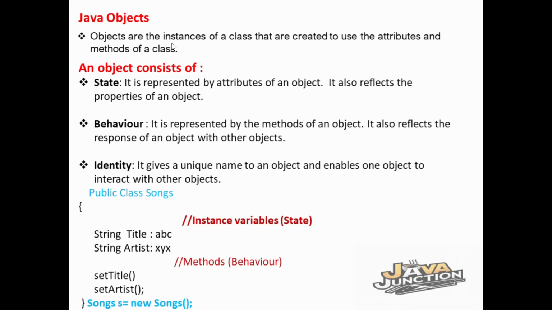Every object can have some things. One is the state, second is the behavior, and third is the identity. That I have already discussed with you. This is the syntax of the class. Okay, and for this class I have created an object. Okay, so this is the overall difference between the class and object.